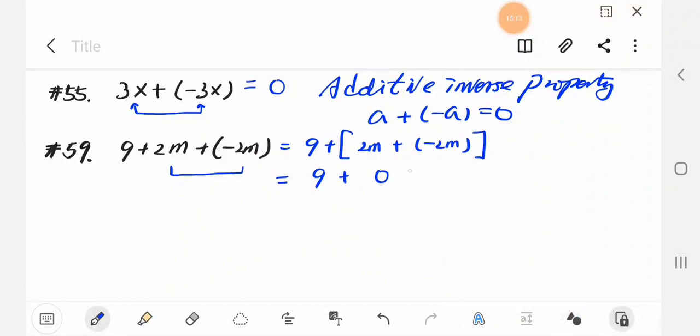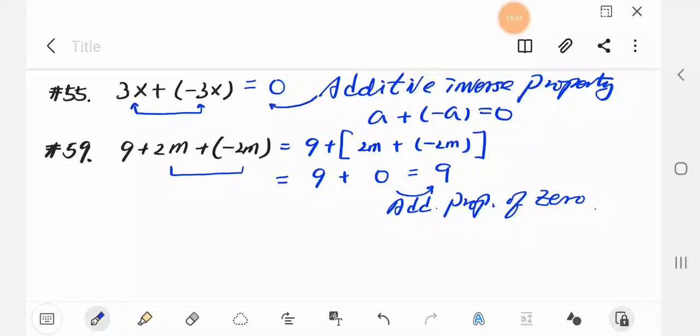Okay, 9 plus 0 is 9, right? Using what? Addition property of 0. So 9 plus 0 is always 9. How? Addition property of 0. Same thing, right? Addition property of zero.